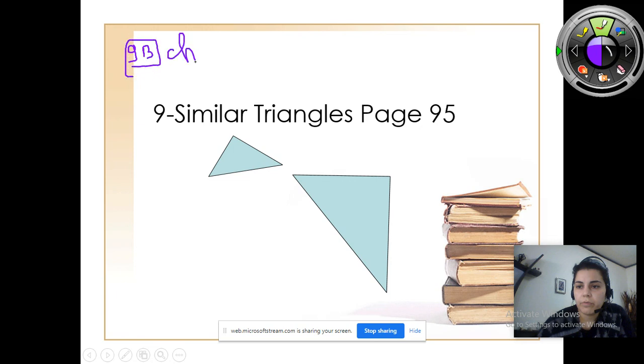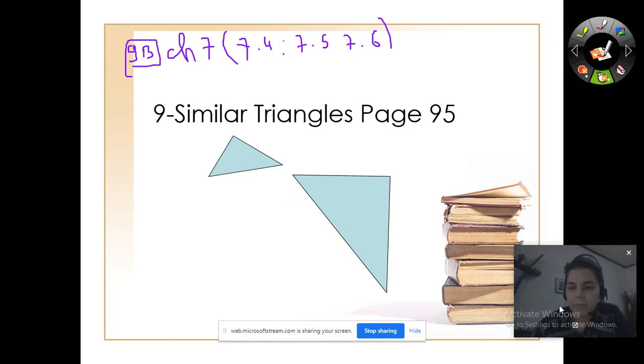It's chapter 7, and the lessons are 7.4, 7.5, and 7.6. So if you are a brevet student watching, you can write on your copy chapter 9, similar triangles, page 95. If you are 9B book students, you're going to write chapter 7, lessons 7.4, 7.5, and 7.6. Okay, now we're going to start working on this chapter.